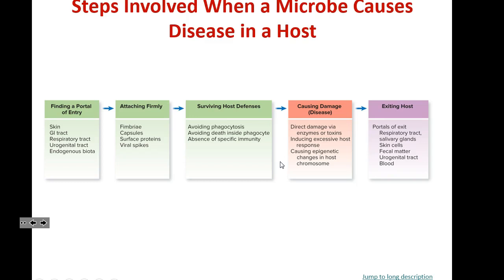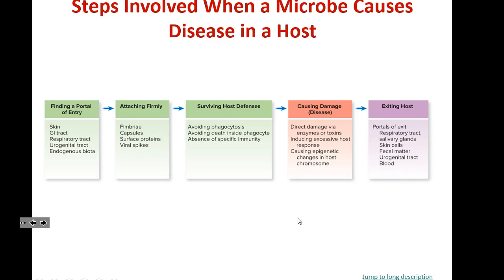How does it exit the host? The portals of exit are respiratory tract, salivary glands, skin cells, fecal matter, urogenital tract. Oh, it's time, is it? And blood. All right. We'll pick up next time with steps involved when a microbe causes disease in a host. But just for right now, see if you can memorize these 5 steps.